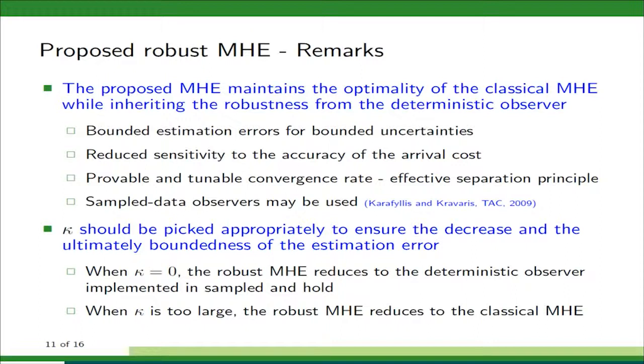As mentioned, the design parameter kappa is very important. When kappa is chosen, for example, to approach 0, then the proposed robust moving horizon estimation will reduce to the deterministic observer. And when kappa is too large, then the robust moving horizon estimation will become the regular moving horizon estimation.